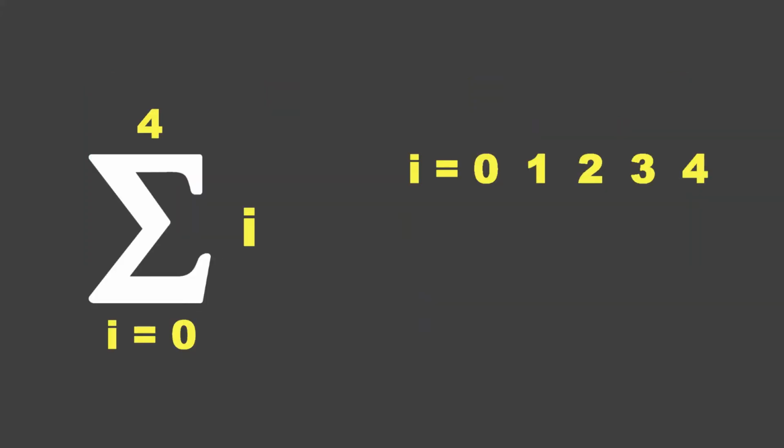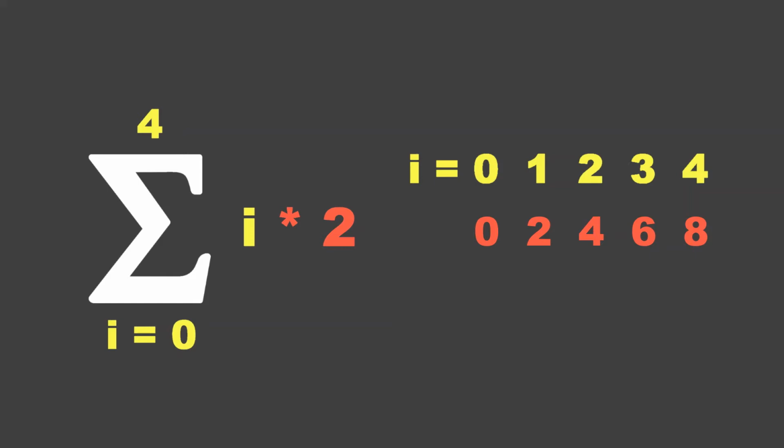So this is sigma right here. We got an i value that starts at 0. It's going to go all the way up to 4. So i is going to equal 0, 1, 2, 3, 4. Now let's say we want to multiply each one of these by 2. It's going to look like this. So 0 times 2 is 0, 1 times 2 is 2, and so on all the way up to 4 times 2 is 8.